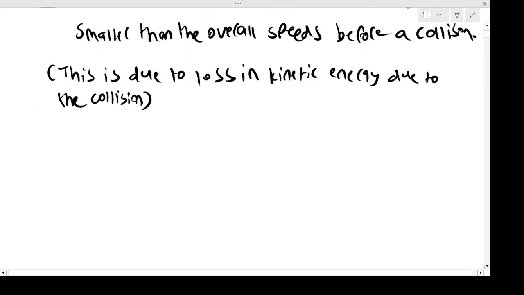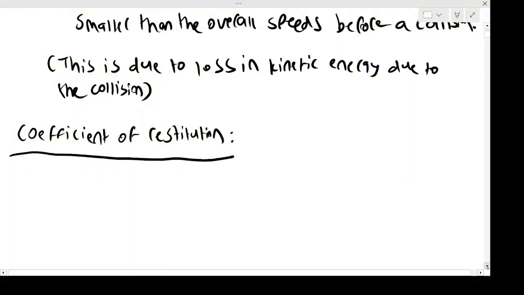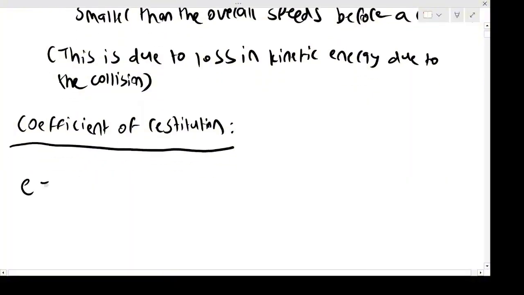Okay, so we need to come up with some sort of mathematical way, some sort of formula, to encapsulate the idea of the speed after and before a collision, right? And it turns out that there is something called the coefficient of restitution. Okay, and what this is, it's a number. It's a number that we call E, and it is the speed of separation over the speed of approach.